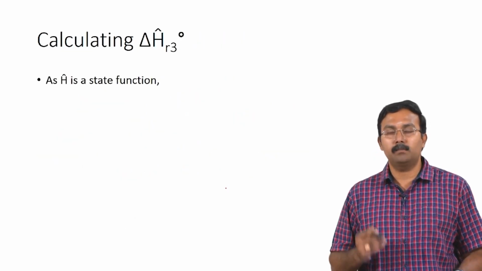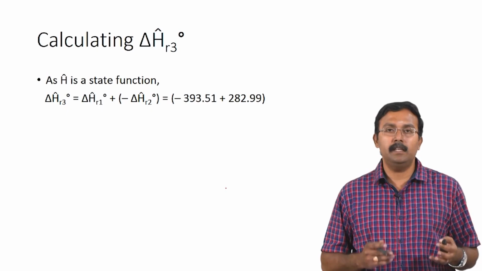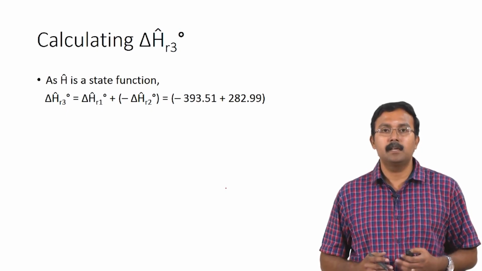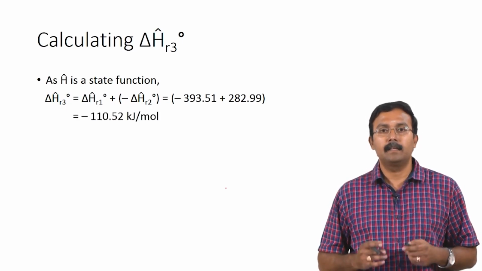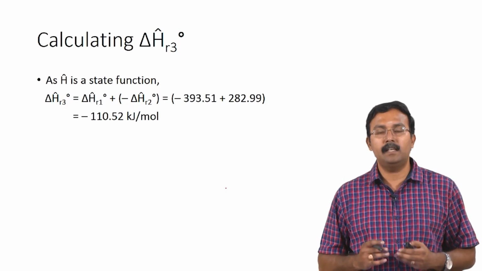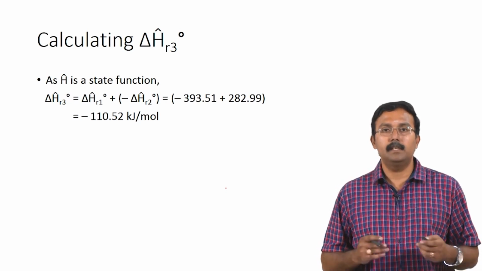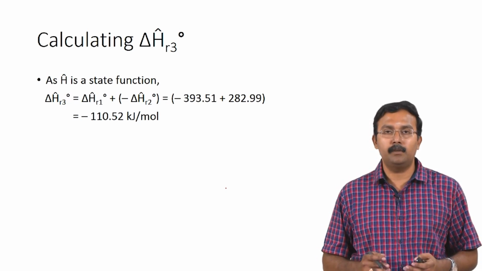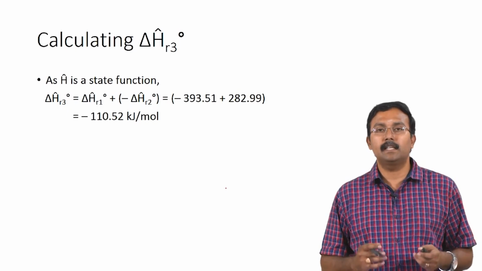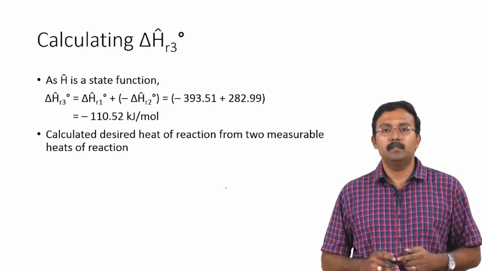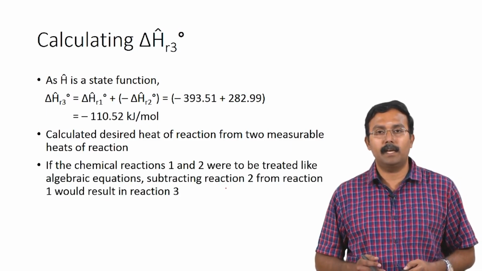We know that specific enthalpy is a state function. Using this property, we can calculate the heat of reaction for the third reaction, which is the reaction of interest, as the heat of reaction for the first reaction minus the heat of reaction for the second reaction, thereby calculating ΔH_R3 as minus 110.52 kilojoules per mole. So, this is doable, and this is what people do when they calculate enthalpy changes for reactions that cannot be carried out directly. The desired heat of reaction has been calculated from two measurable heats of reaction.